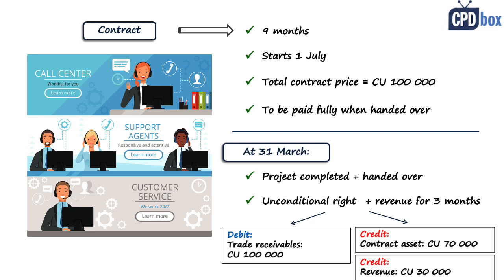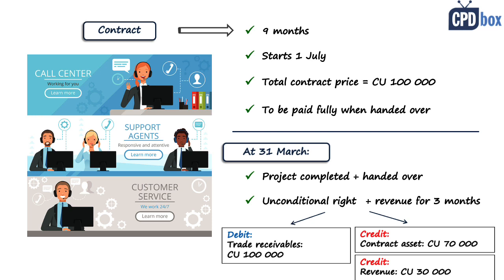So I think that by now you should have a good understanding of the difference, and I published a nice full example on construction contracts on my website. You will see also the contract assets and trade receivables there, so don't forget to check that out.